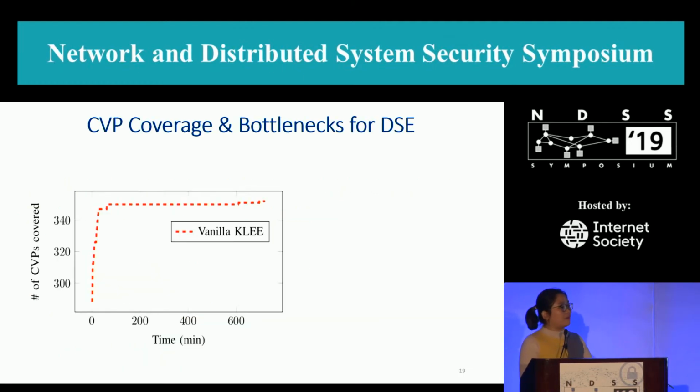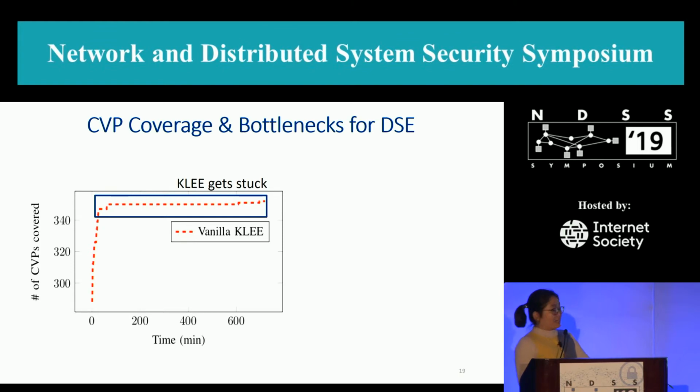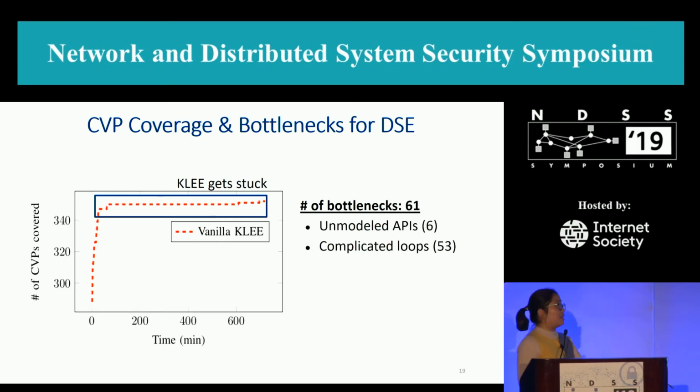First, we measure the performance of classic DSE mode by counting the number of CVPs covered by it. From this graph, we can see that the number of CVPs covered by DSE increased dramatically, but later on, it gets stuck. The reason why it gets stuck is mainly that it met the bottlenecks that we mentioned before. During our analysis, we found that most of the bottlenecks are actually complicated loops. Some of them are unmodeled APIs, and the remaining ones are due to Z3 timeouts and memory exhaustion.